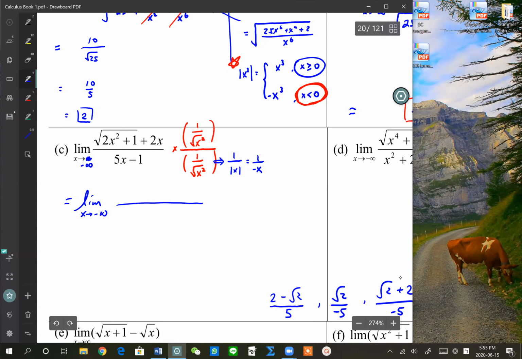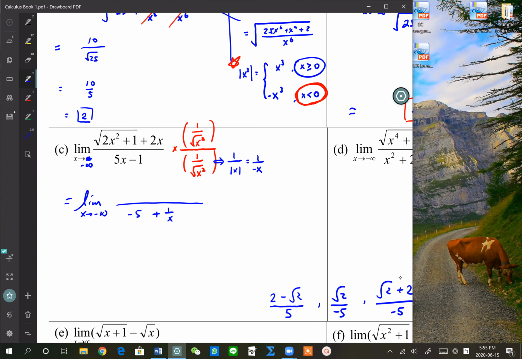Now for the top, let's finish the bottom first. If we multiply it in, each term in the denominator is divided by negative x, so it will give you -5 plus 1 over x. Any questions so far, anybody?